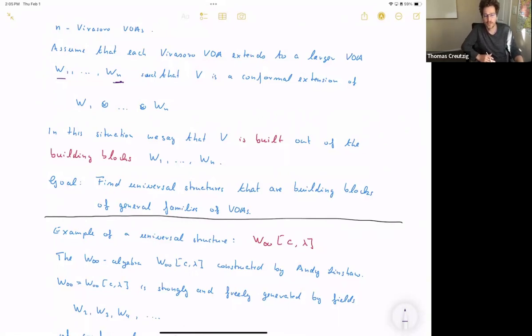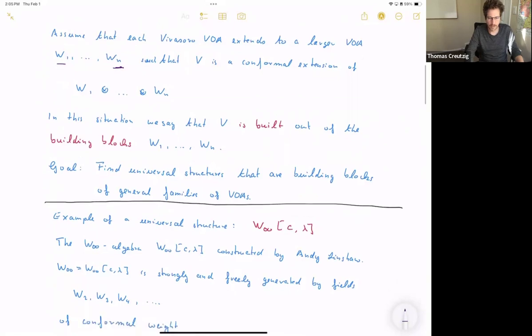This whole idea is mostly inspired by the universal structures that we do know well. The one that we know best is called the W infinity algebra, or W infinity of c and lambda. I imagine many of you have heard of it. This is a two-parameter family of VOAs, with these parameters c and lambda, which you should think of as meaning it is a VOA not over the complex numbers, but over rational functions in these parameters. So each OPE coefficient is a rational function in these two parameters.